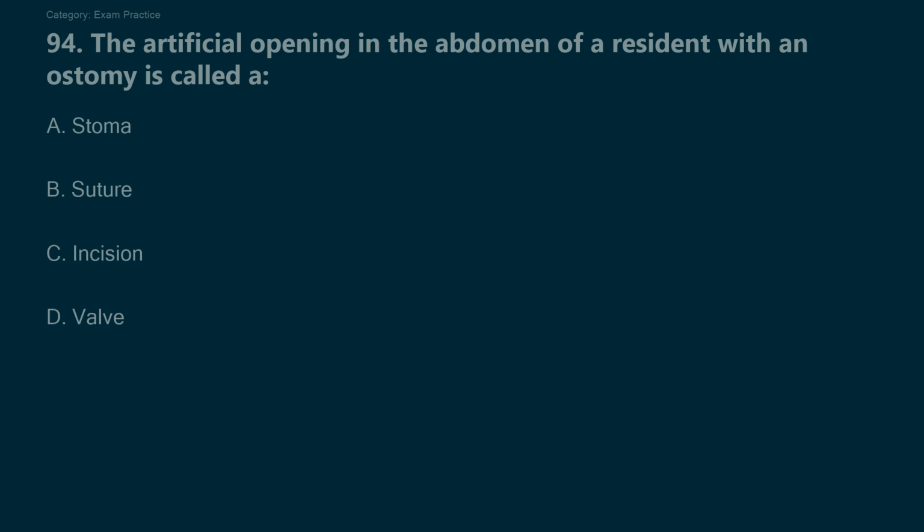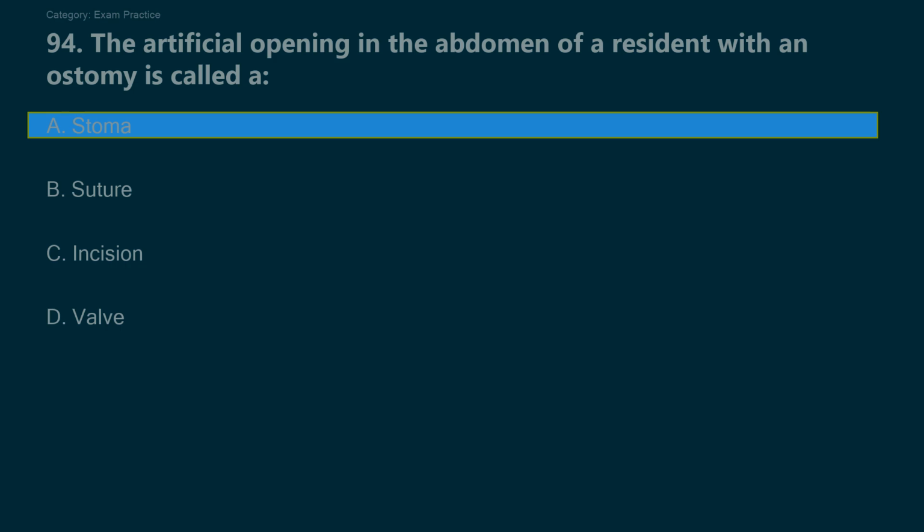Question 94. The artificial opening in the abdomen of a resident with an ostomy is called A. Option A, stoma. Option B, suture. Option C, incision. Option D, valve. The correct answer is option A, stoma.